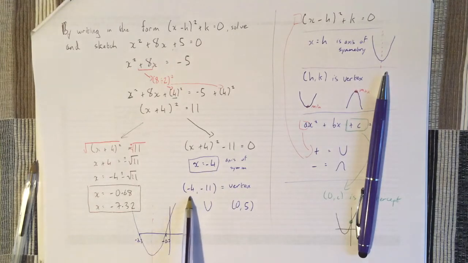Your axis of symmetry then, that is the x coordinate in your minimum or maximum point, okay? So that is minus 4. It wouldn't make sense for the max or min, the turning point of this graph, to be over here. So that must be minus 4.